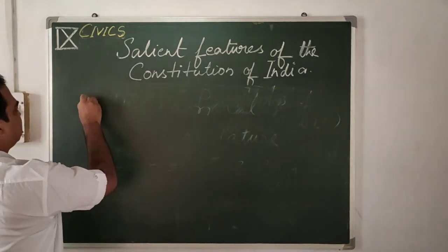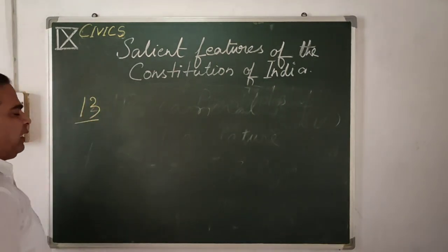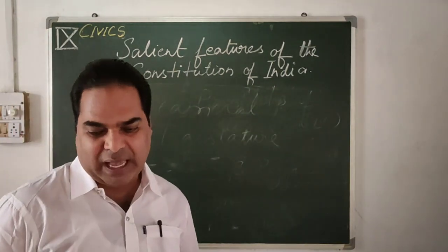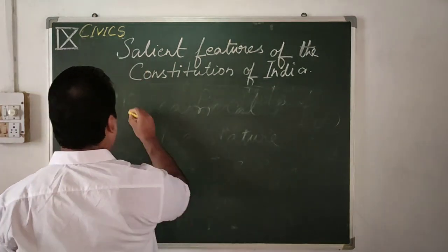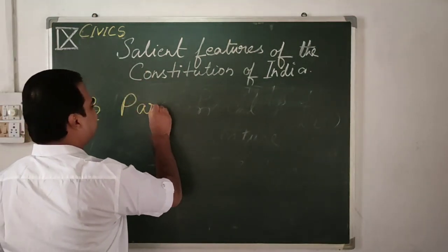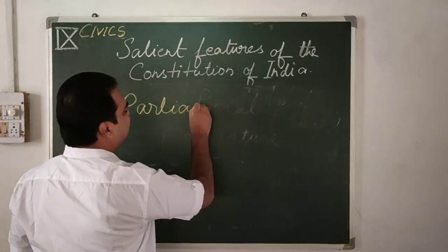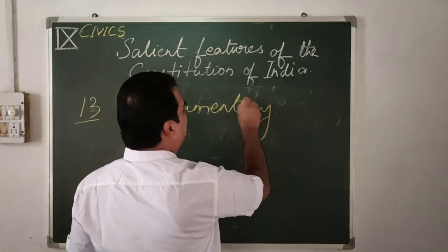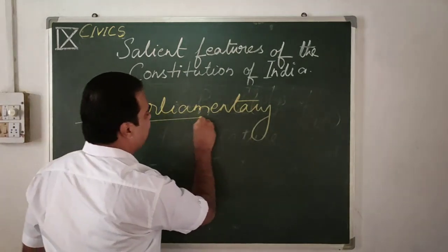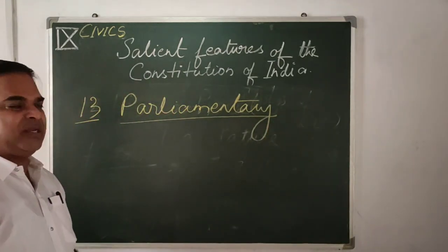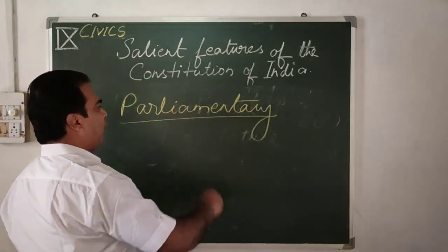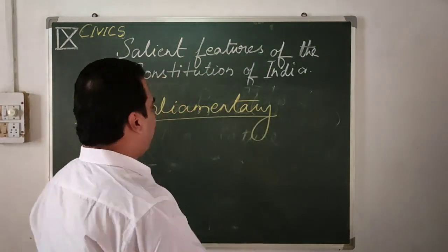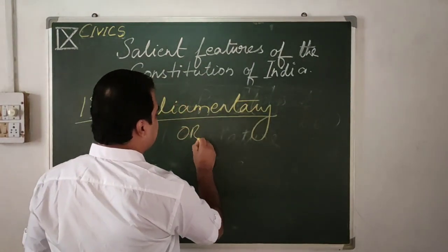Now, the 13th feature we have is a parliamentary form of government. What type of government do we have? We have a parliamentary form of government, or we call it cabinet government.